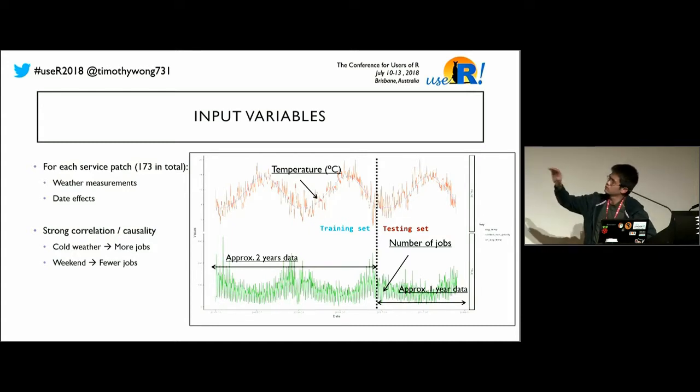When we train the model, we divide it into a training set and a testing set. Roughly 2 years for the training set and 1 year for the testing set. That's what we do. This is only one of the input variables, and there are several of them, like wind speed, rainfall, solar radiation, and all that, because there are solar heaters and all sorts of things that are driving the number of jobs here.